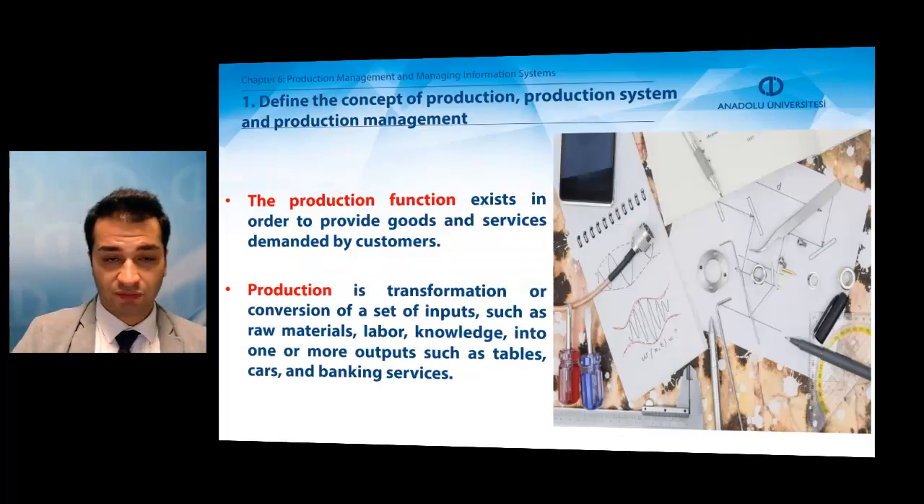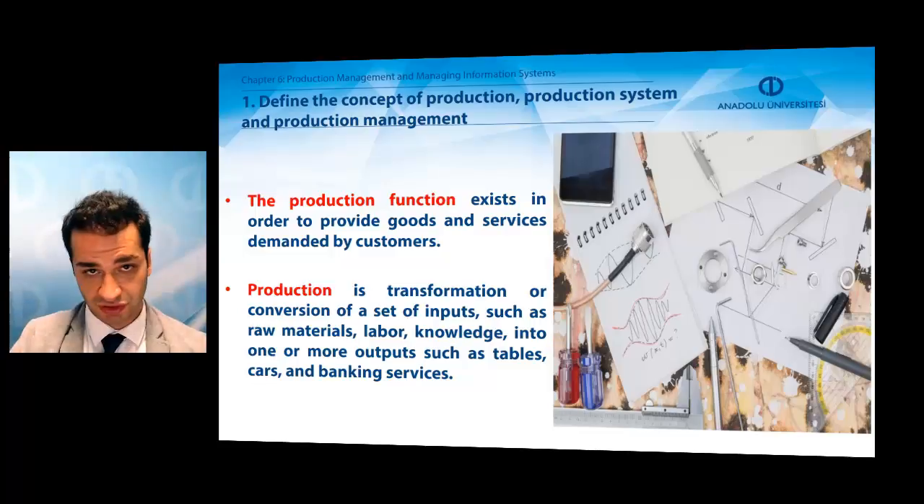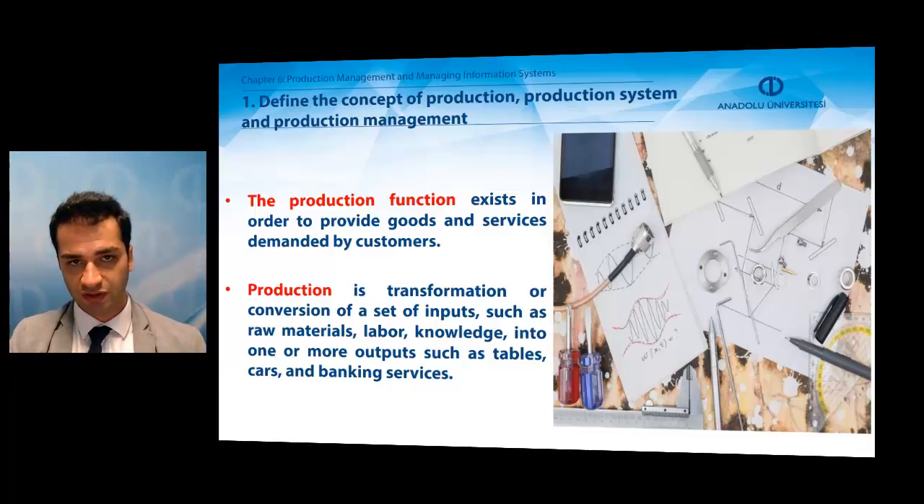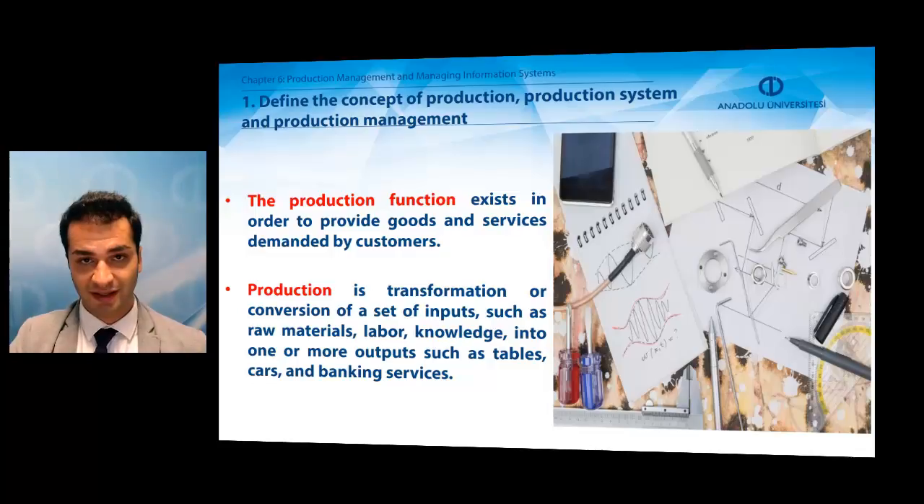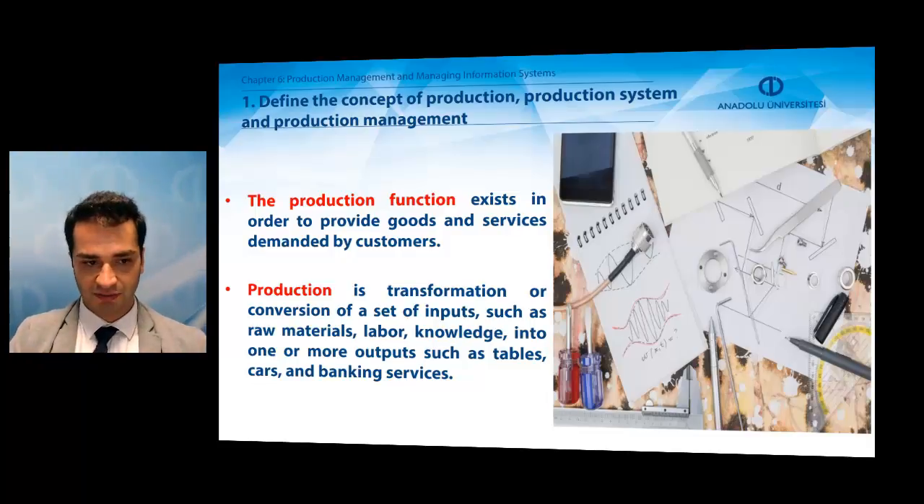So let's start with the definition of the production system and the production management. For a company or an organization, especially profit-seeking ones, for their survival, the production function along with finance and marketing is an essential business activity. From this point, the production function exists in order to provide goods and services demanded by customers.